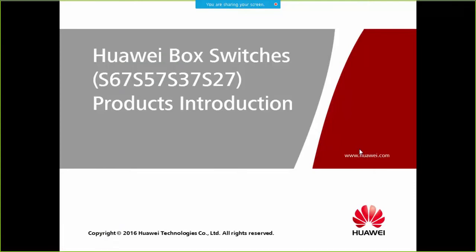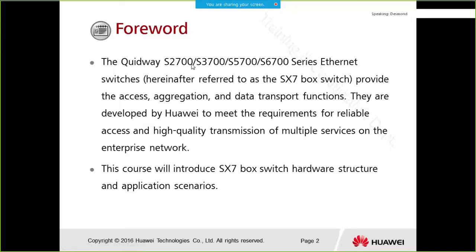Huawei switches, there are basically two types. One is box switches, the other is chassis switches. For box switches, we also call it fixed switches. And the chassis switch, we also call it modular switch. So for box switch, there are these types: S27, 37, 57, and 67.